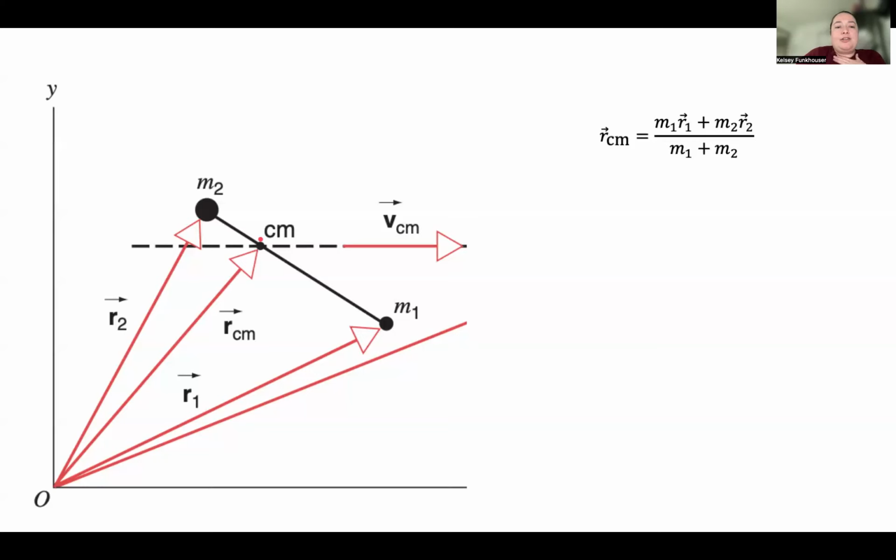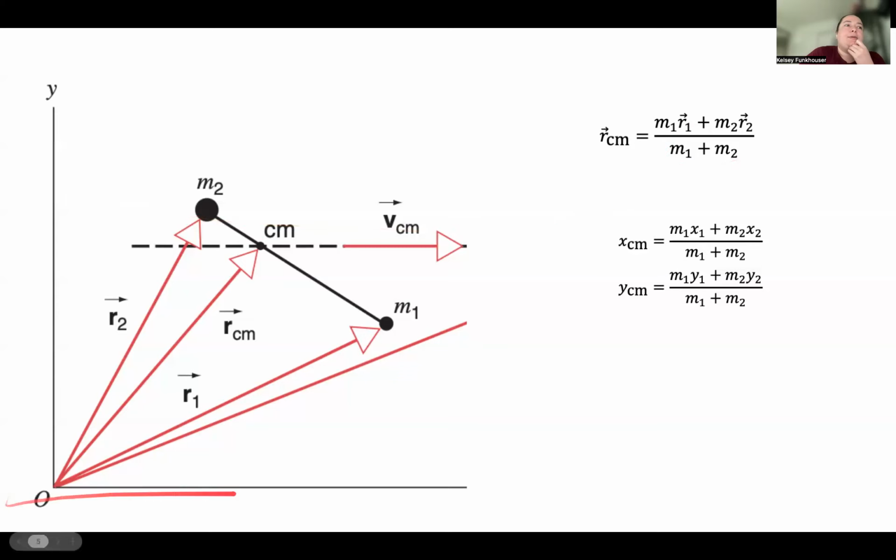We can find the position of the center of mass by taking mass 1 times position vector 1, plus mass 2 times position vector 2, divided by both masses added together. You can also do the same thing for the X and Y position of the center of mass. So for example, this is an XY coordinate axis. If we wanted the X and Y coordinates, we could do it this way. We could say, okay, this is the X position of mass 1, this is the Y position of it, and move from there.